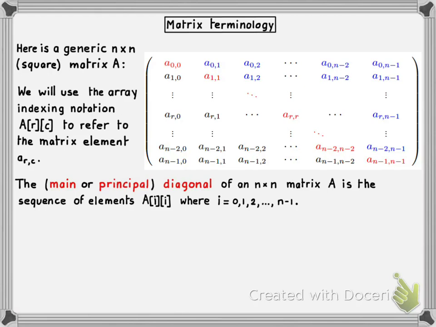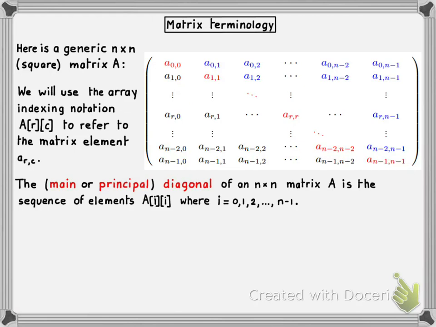This is called the main or principal diagonal to distinguish it from other kinds of diagonals that are used in mathematics textbooks. Now we're not going to talk about any other kinds of diagonal in this course, so we can just call it the diagonal. Notice the diagonal for us is always the sequence of elements from the top left corner to the bottom right corner.